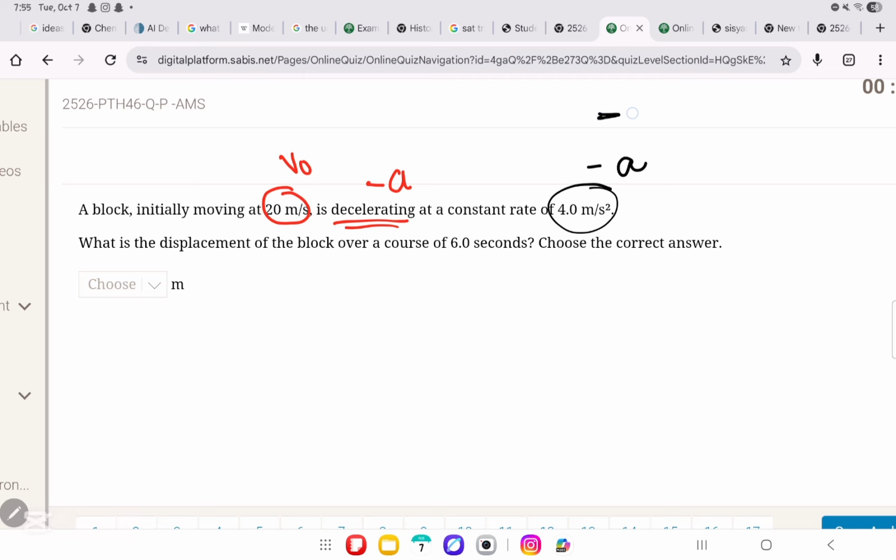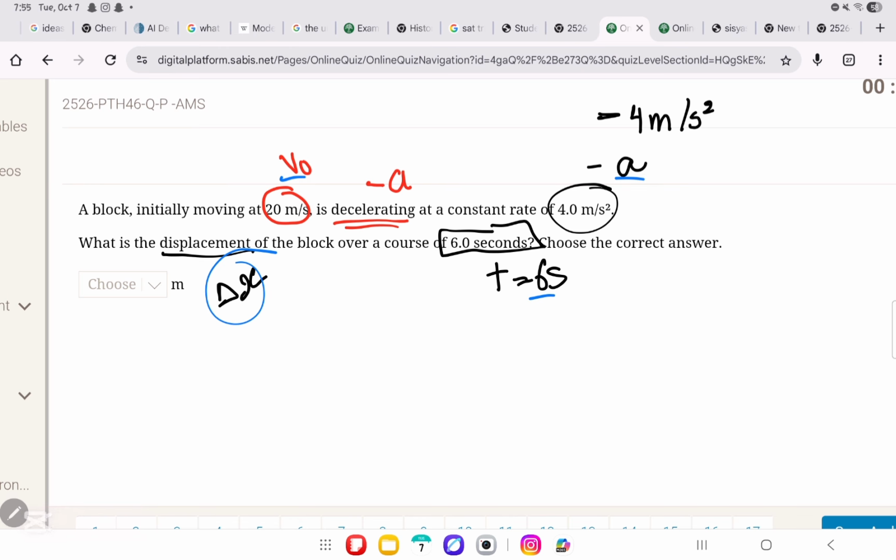Now, what is the displacement? Displacement is delta x of the block over a course of 6 seconds. So what do we have? In our given, we have velocity initial, we have the acceleration, and we have the time, and we need to find delta x. So what equation, from either URM or UARM, will help us find this? First of all, you remove URM because we have an acceleration, which means velocity is not constant. So we move on to UARM. Which equation of UARM will help us find delta x?